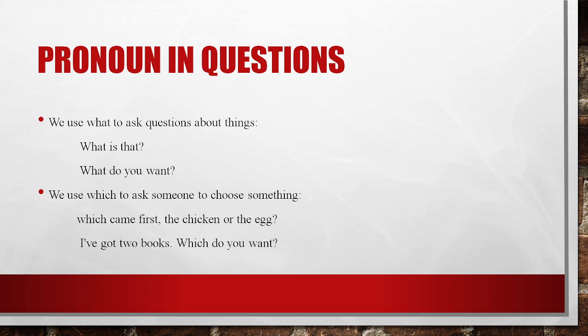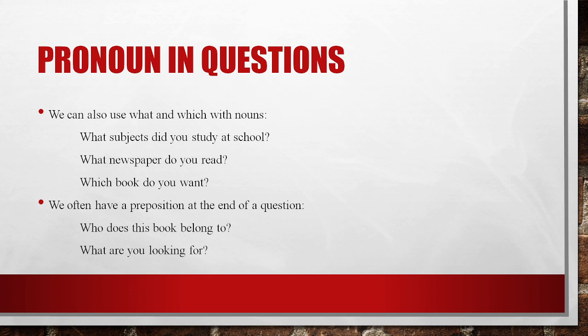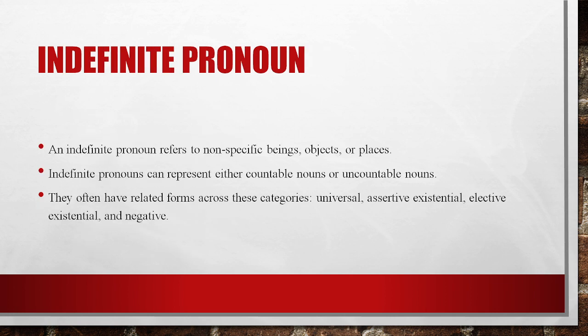So, we use what to ask questions about things and which to ask someone to choose something. We can also use what and which with nouns. What subjects did you study at school? What newspaper do you read? And which book do you want? We often have a preposition at the end of a question. Who does this book belong to? What are you looking for?